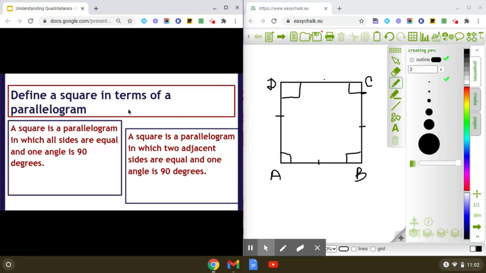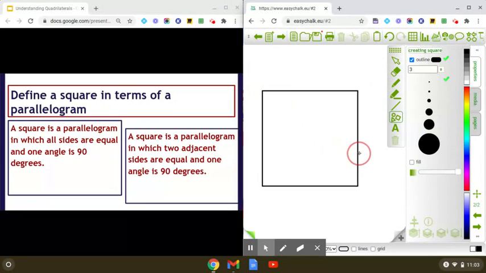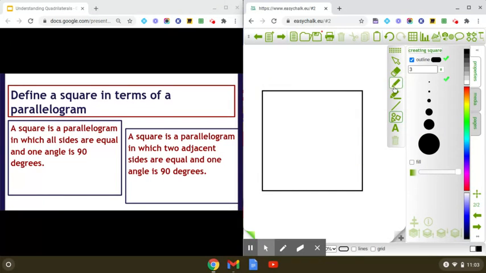So how can we define a square in terms of a parallelogram? We can say that a square is a parallelogram in which all sides are equal and one angle is 90 degrees. What do we mean by that? If I say a square is a parallelogram in which all sides are equal, so that means I'm marking here all sides are equal. So that is the first condition of a square, which is satisfied.